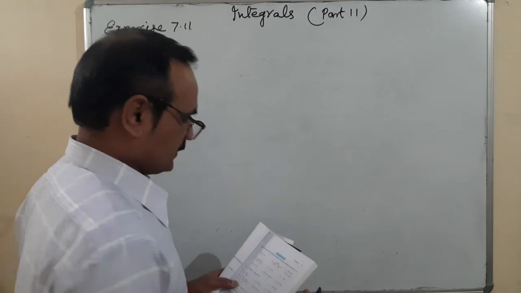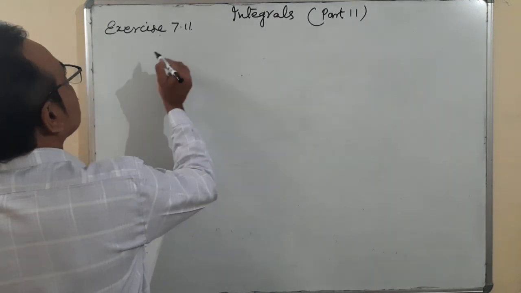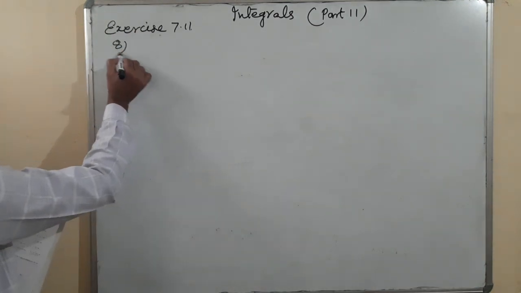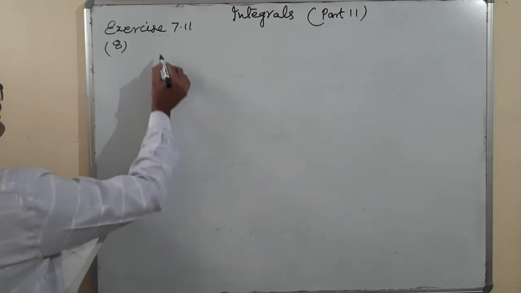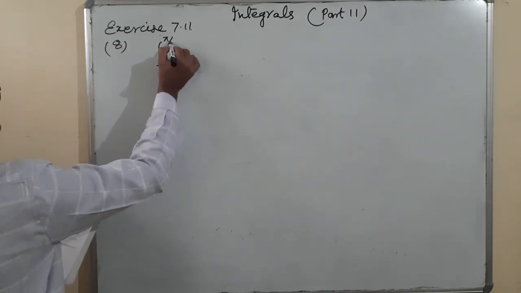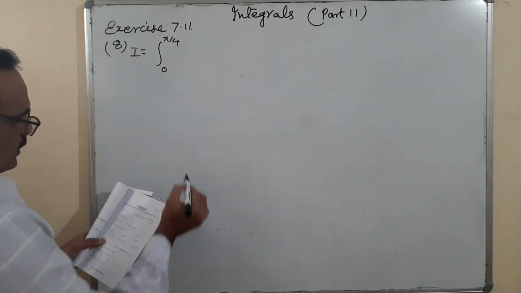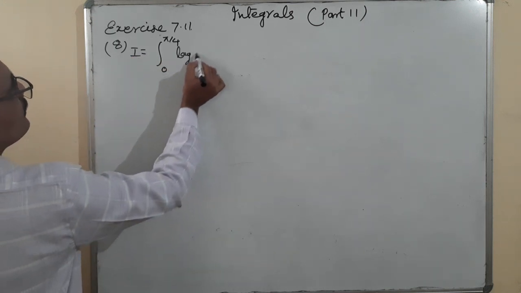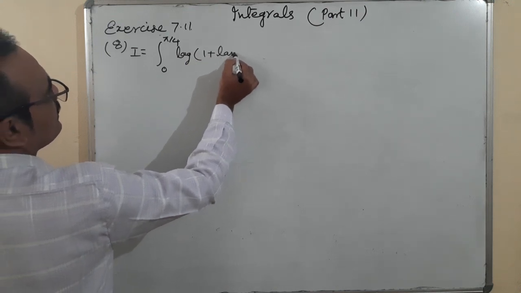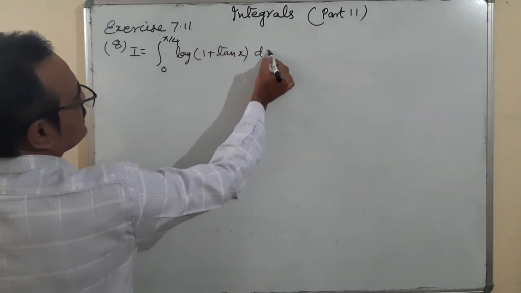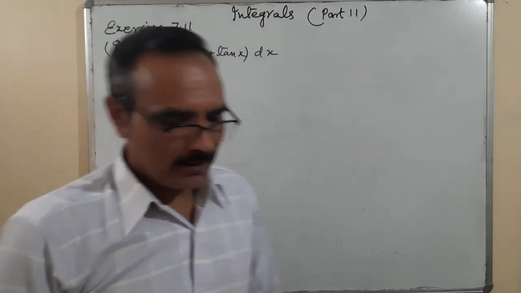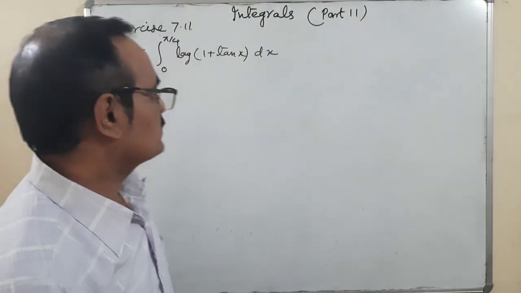Question number 8. 0 to pi by 4, I is equal to log 1 plus tan x. Very interesting and very important question. 0 to pi by 4 log 1 plus tan x.